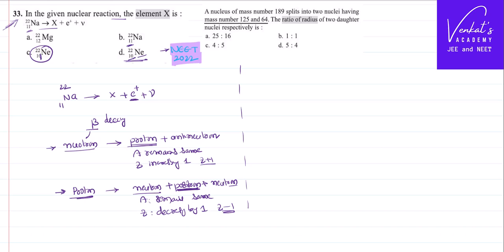Let us see what happens in the second question. A nucleus of mass number 189 splits into two parts, and we need the ratio of their radii. You need to know that the volume of a nucleus is directly proportional to mass number. Assuming it's approximately spherical, the volume of a spherical body is 4 by 3 pi r cube, which is directly proportional to A, not A cube. R cube is directly proportional to A. R is directly proportional to A power 1 by 3.